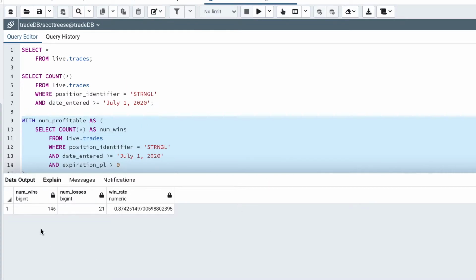So now you can see that amongst all these strangles that I put on since July 1st of 2020, just simply doing nothing, just putting on the strangle and letting the trade go all the way until the expiration date, of those 167 strangles, 146 would have been profitable. Only 21 would have been losses, which means the overall win rate was just over 87%. Right, currently this win rate is being quoted as a decimal, so 0.874, et cetera. But as a percentage, this is 87%.